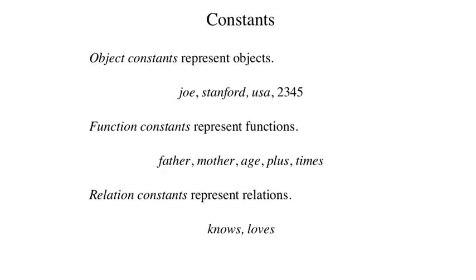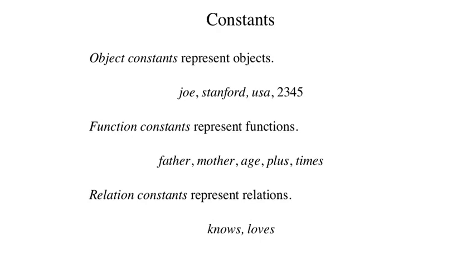There are three types of constants in Herbrand logic: object constants, function constants, and relation constants. Object constants represent objects. For example, Joe, Stanford, USA, 2,345. Function constants represent functions on objects. For example, mother, father, the age of a person, plus, times, and so forth. Relation constants represent relations on objects. For example, knows and loves.